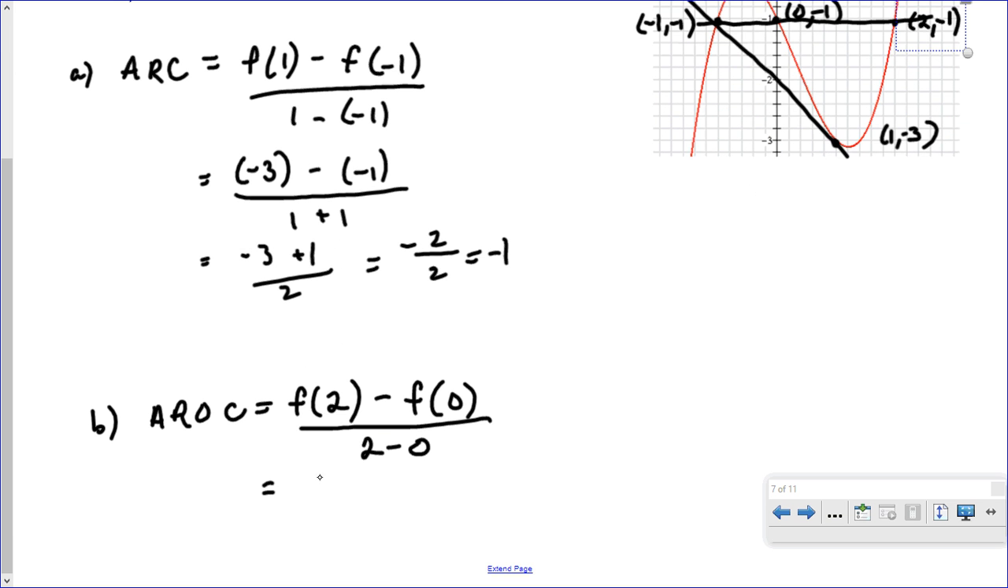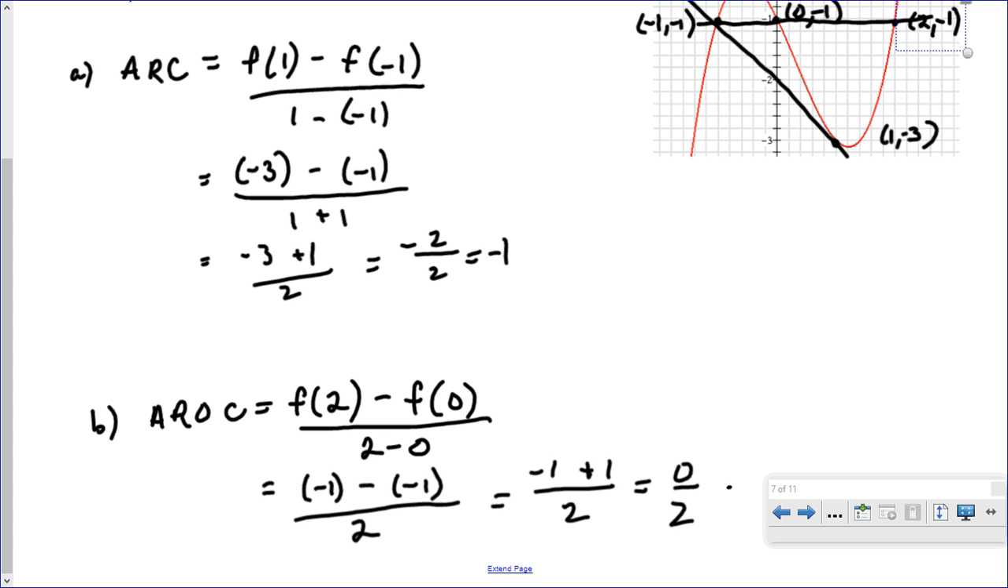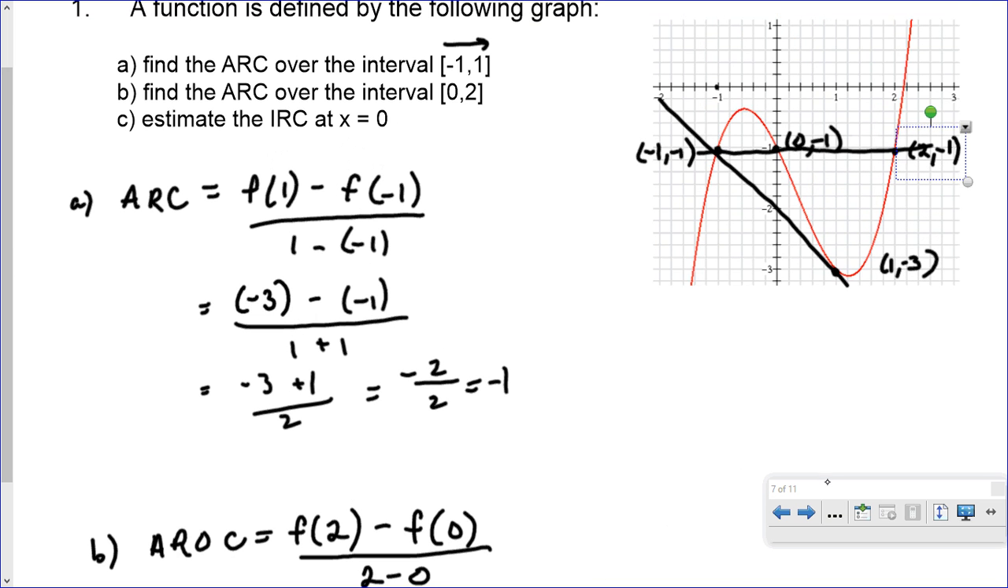So what did I say? The value of the function at 2 is negative 1, and also negative 1 over 2. Okay, that'll be negative 1 plus 1 over 2, or 0 over 2, or 0. And that certainly looks like my slope. Okay, my secant line is 0, and this slope is 0 because of the average rate of change. So when you're asked to find average rate of change, just think of slope, calculate slope.